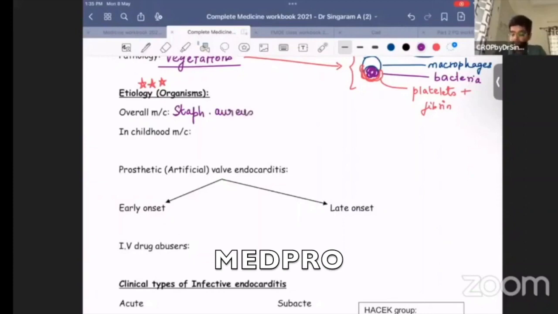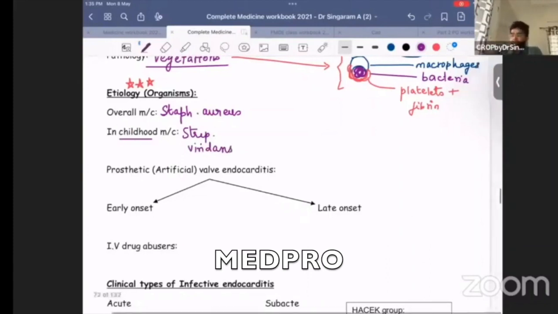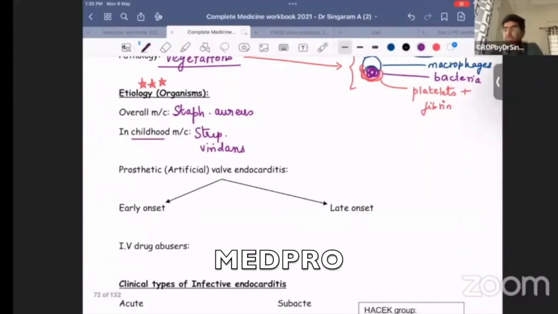However, if they ask you specifically in childhood, what is the most common? It is slightly different. Any of you know? It is something related to the mouth flora. Streptococcus viridans. That is for childhood endocarditis. But overall most common, as well as in adults, it is Staphylococcus aureus only. Now, regarding Staphylococcus aureus, I am going to tell you a few more points also. Staphylococcus aureus can affect a native valve also. Native means a healthy, previously healthy valve.